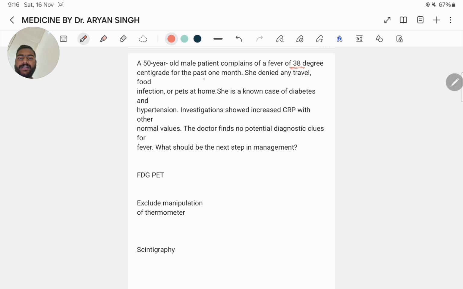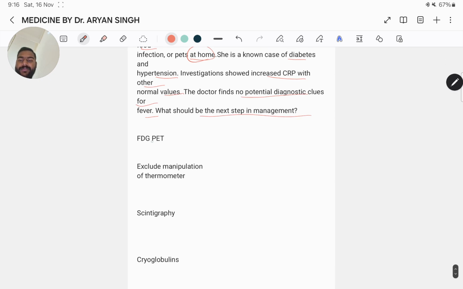Next question, a 50-year-old male patient complains of a fever of 38 degrees centigrade for the past 1 month. She denied any travel, food infection or pets at home. She is a known case of diabetes and hypertension. Investigation showed increased CRP with other normal values. The doctor finds no potential diagnostic clues for fever. What should be the next step in management? FDG PET, or exclude manipulation of thermometer.